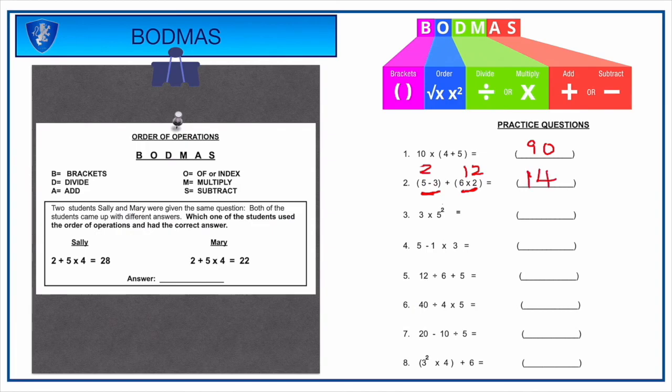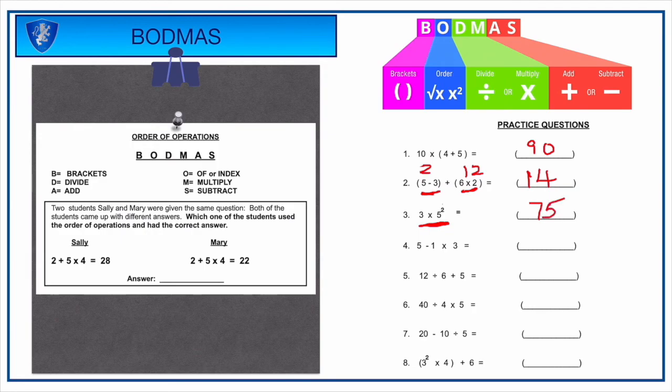Right, now if you look at this third question here, this is what we call the order, as you can see. But again, it doesn't make much difference in this particular case. You've got multiplication there as well. But as you know, 5 squared is 5 times 5, which is 25, times 3. And the answer is 75 there.